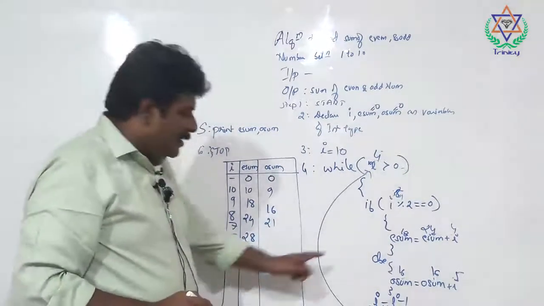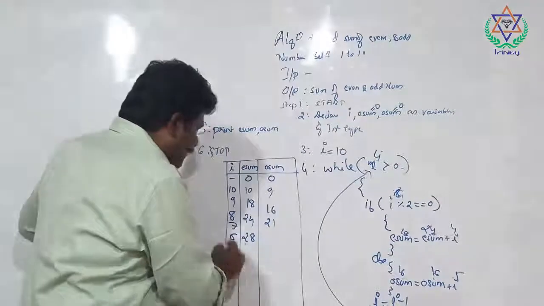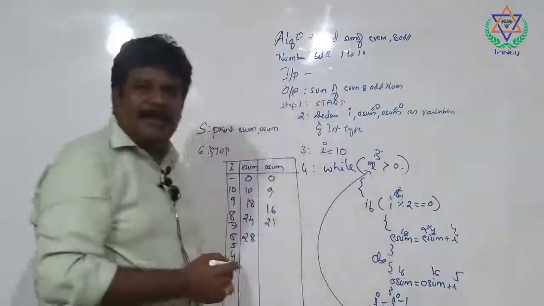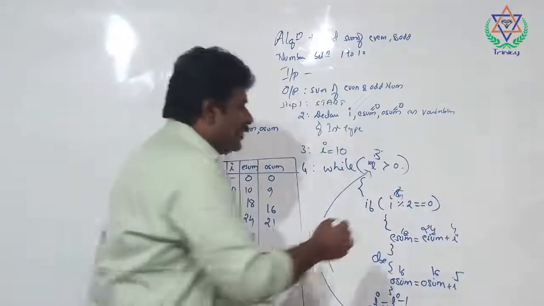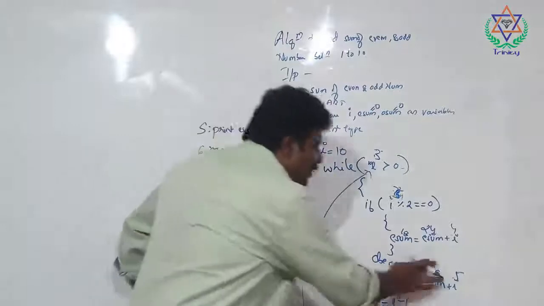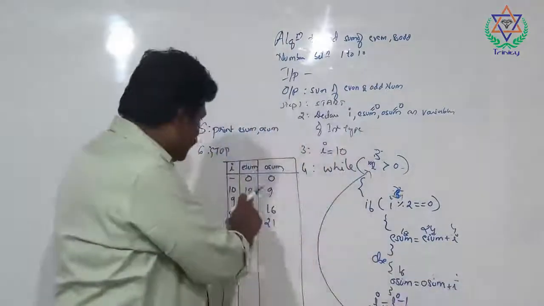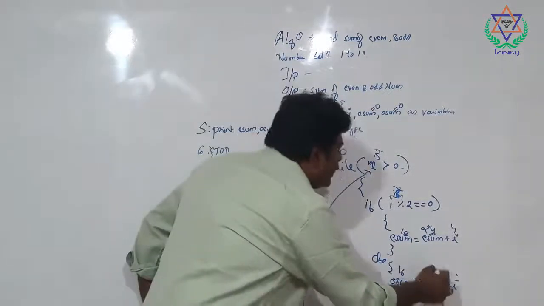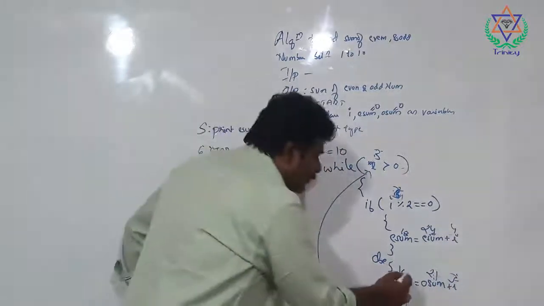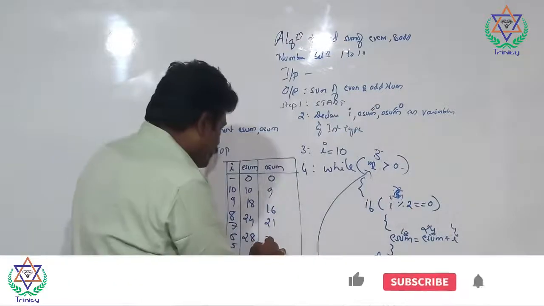Right? Comes over here, it becomes 3. Goes back. 3 is greater than 0? Yes. Again, 3 mod 2 is equal to 0? No. Comes to else part. What is there in O sum? Let's have a look. There is 21. What is there in I? We have 3. 3 plus 21 will become 24. O sum becomes 24.